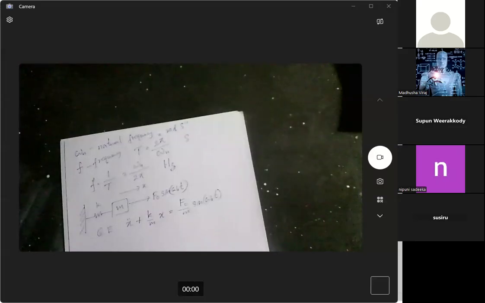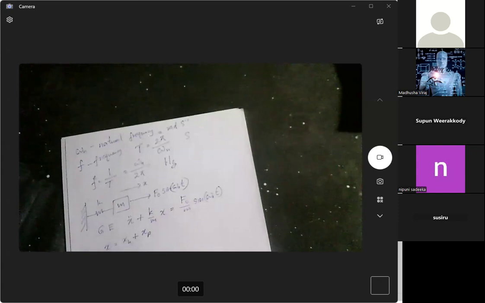That means we have two parts in the solution. Right? x is xh, which is the homogeneous part, plus the particular integral xp. Right? This part we already found. It is the same as the previous case. Right? So what we really need is this xp term.